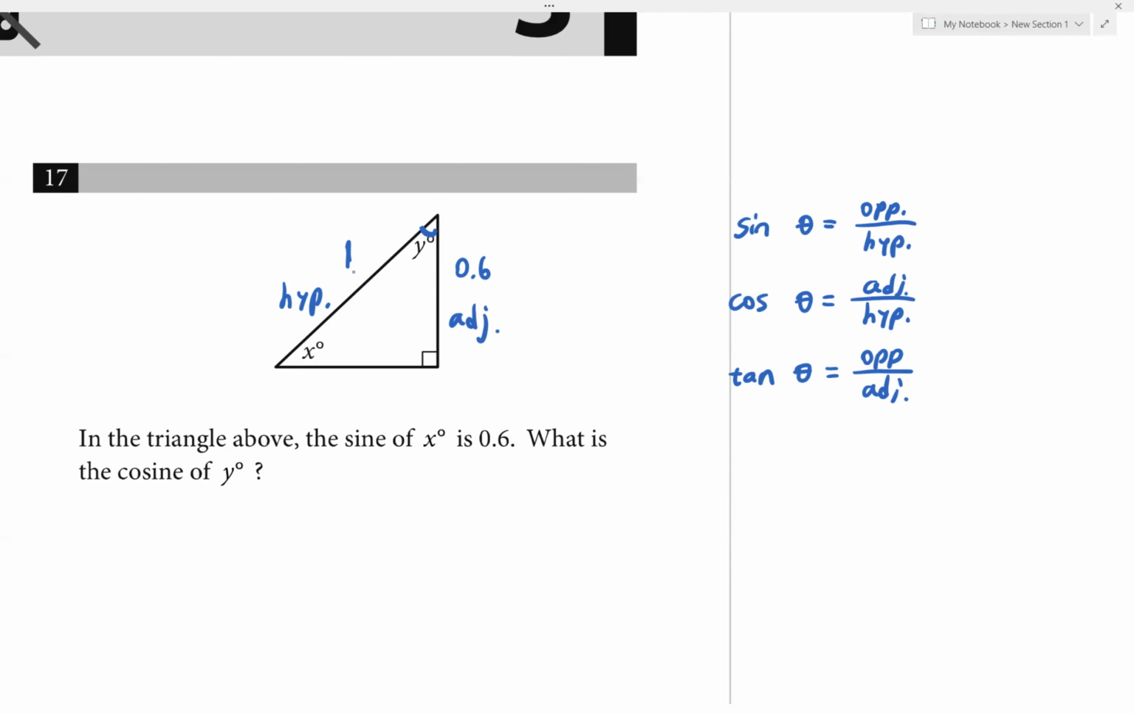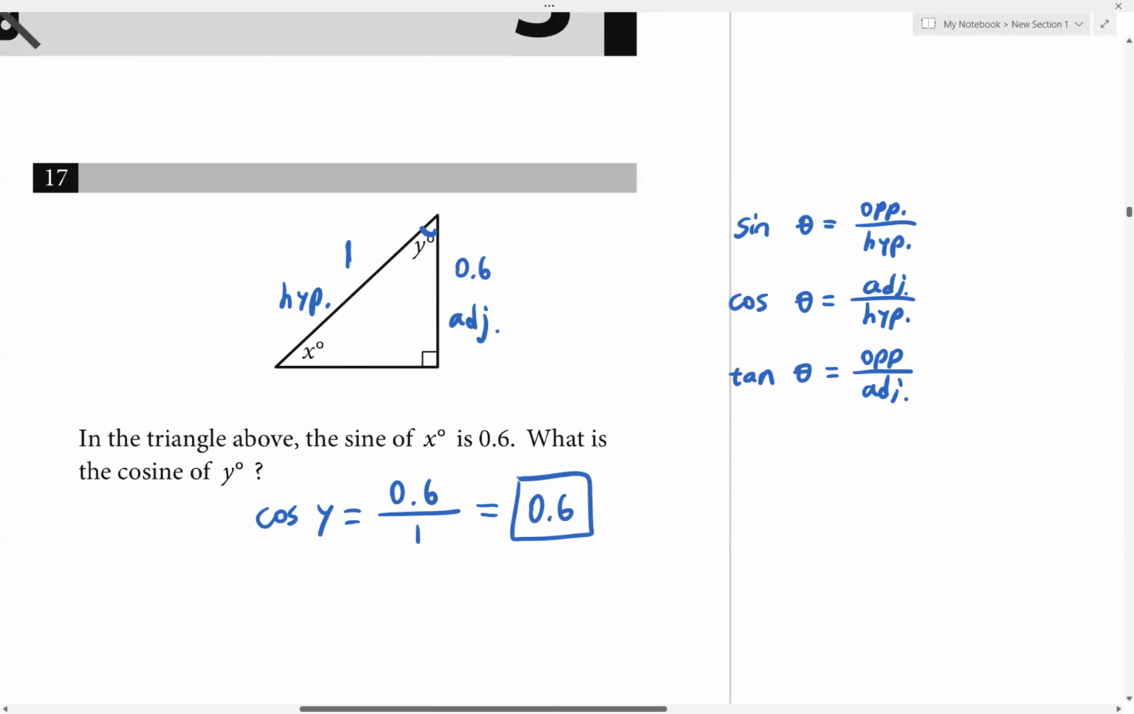So to answer your question, what's cosine y? Well, cosine is adjacent over hypotenuse. Adjacent for angle y is 0.6. That's the adjacent side, and hypotenuse is 1. So this ratio is once again 0.6 over 1. So it should be the same. It will just be 0.6 for this one.